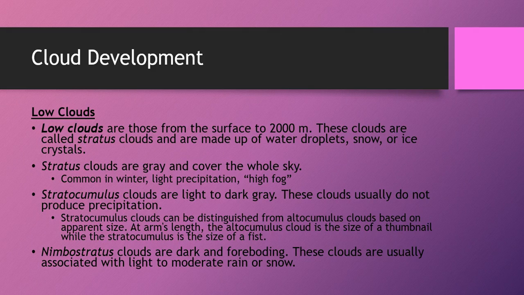They can be distinguished from the altocumulus clouds because of their apparent size. Altocumulus clouds are smaller in the air, while stratocumulus clouds are much bigger. If you hold your arm out, an altocumulus cloud is about the size of your thumbnail, while a stratocumulus cloud is about the size of your fist. And then nimbostratus clouds are the very dark and foreboding clouds. These are the clouds that are generally associated with storms, light to moderate rain or snow.